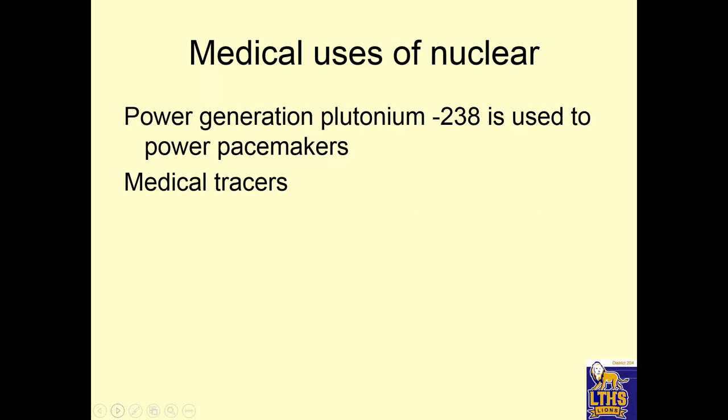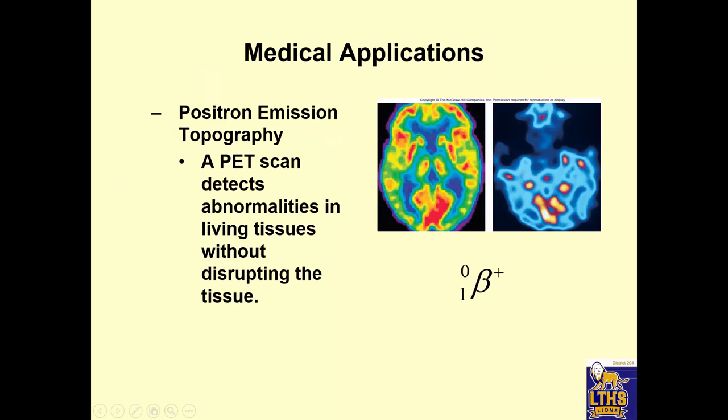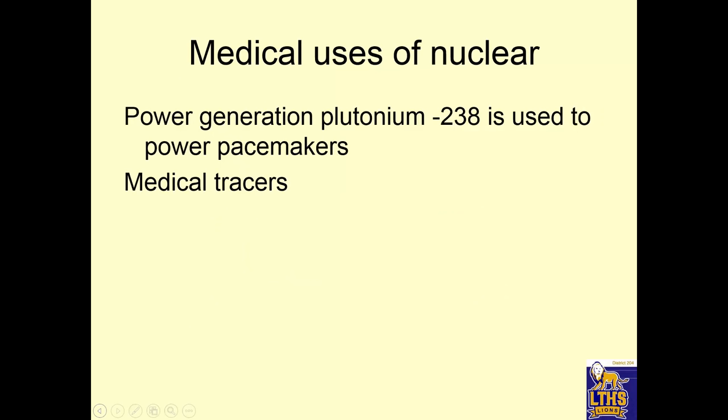There are a handful of uses of nuclear chemistry. There's power, so medical uses, meaning for your health. Power generation of plutonium-238 is used to power pacemakers. You don't need to know it specifically, 238, but a pacemaker is the battery for a heartbeat, basically.